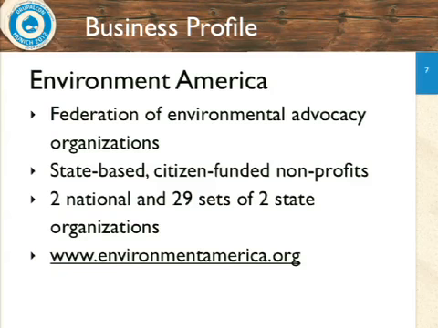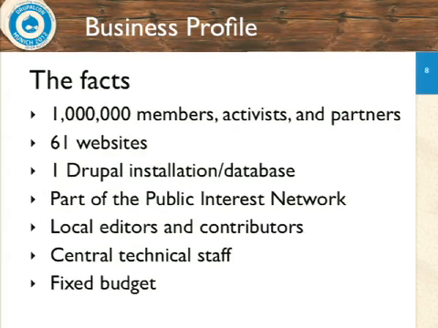So it's very interesting. If you just do the math on that, they have two national sites and then 28 or 29 sets of local sites. So there's your 60 websites, right? EnvironmentAmerica.org is the primary domain. They have a number of different domains, and we'll talk about that. So the facts, what are they about? There are about 1 million members all across the United States. Again, 61 big websites. They also have a jobs website that's part of this.